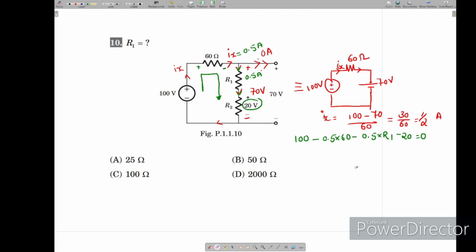I just simplified the equation. It is coming around R1 equal to 100 ohms. This is our answer. Answer is C. This is basic KVL case, and we can solve in other methods also, but this is the easy way to find the R1. Yeah, we'll go for the next problem.